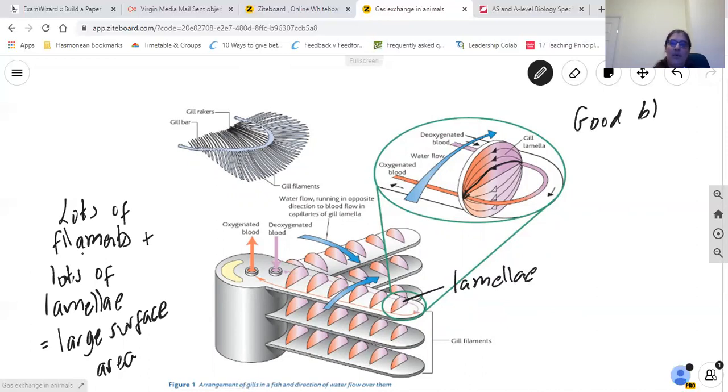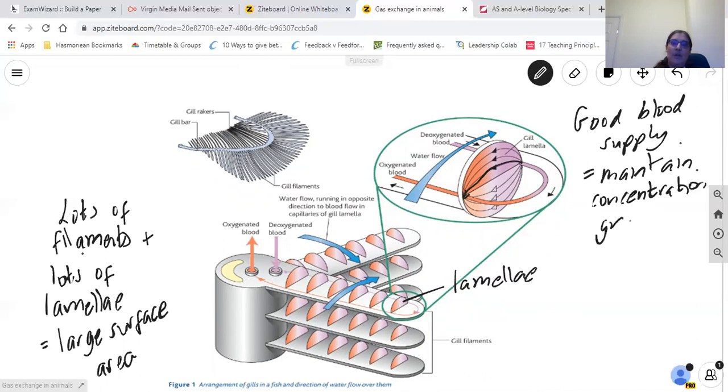Okay, this is really important, as we shall see later, because a good blood supply is crucial for maintaining that concentration gradient, because all of this absorption of gases is all about diffusion. So we've got a large surface area and we've got a good blood supply. You'll notice also that the lamellae are thin. Okay, thin allows a short diffusion distance.